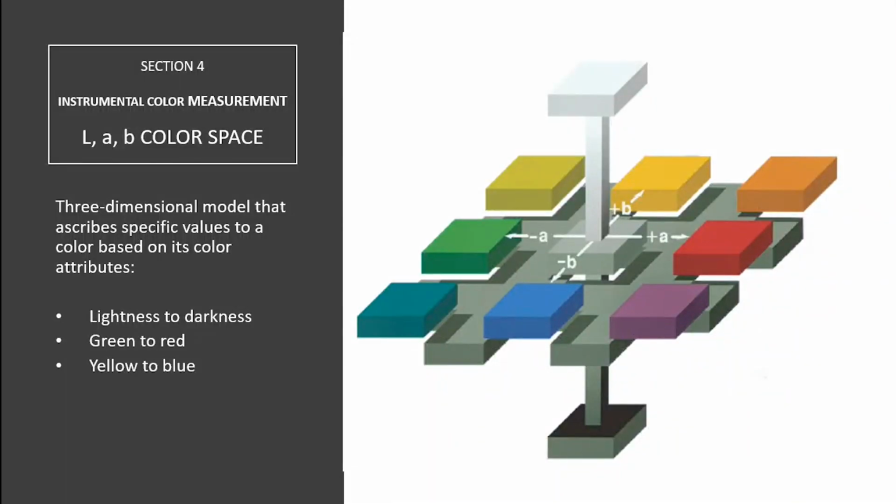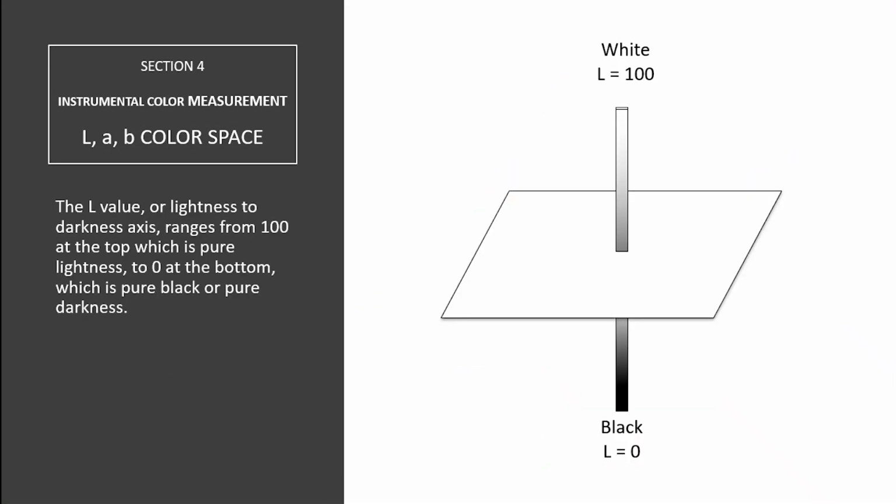LAB color space works very similarly. It's a 3-dimensional model that ascribes specific values to color based on its color attributes of lightness to darkness, green to red, and yellow to blue. If we break that down a little further, the L value, lightness to darkness, ranges numerically from 100 at the top, which would be pure white or pure light, to 0 at the bottom, which is pure black or pure darkness.